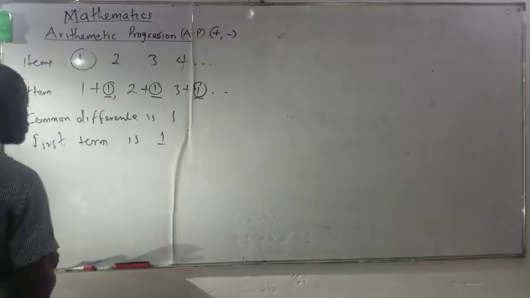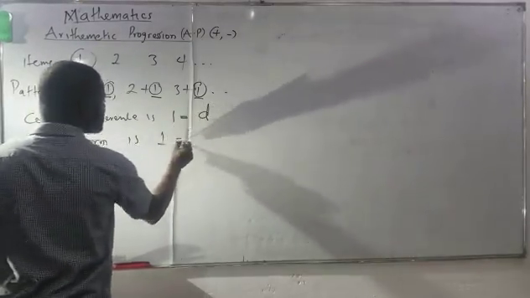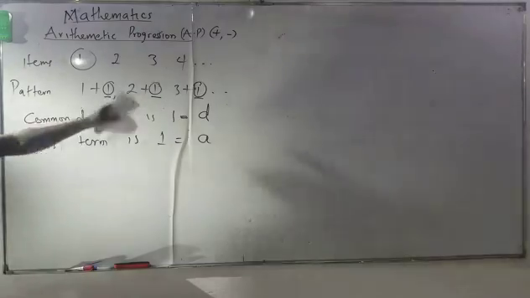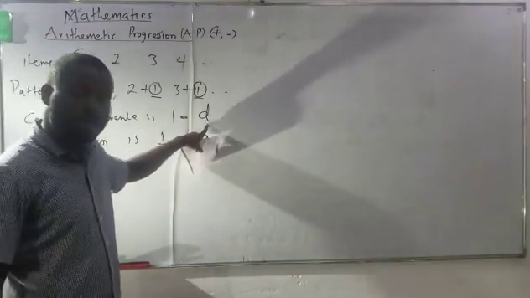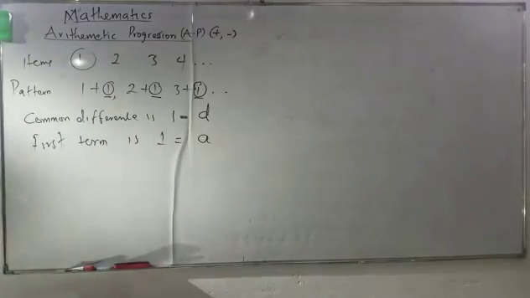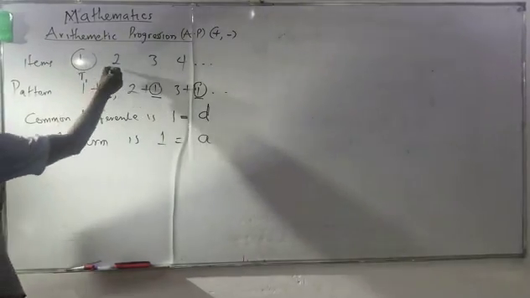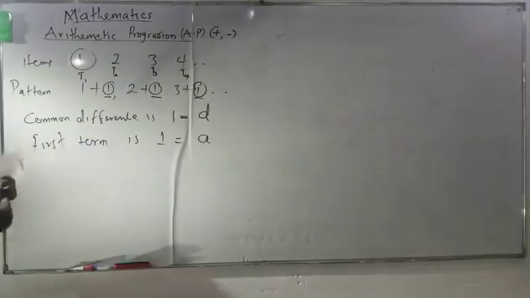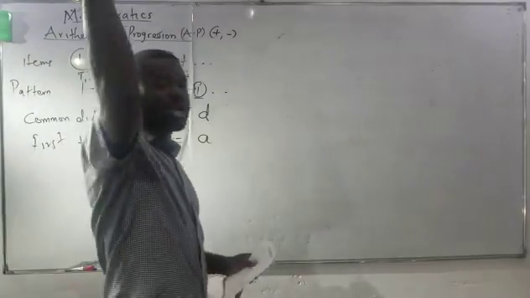Mind you, the common difference we use as D, and the first term is called A. That is why I mentioned A and D: the first term and the common difference. Now, look at this as it is. I will call it T1, T2, T3, T4, meaning first term, second term, third term, fourth term, and so on.